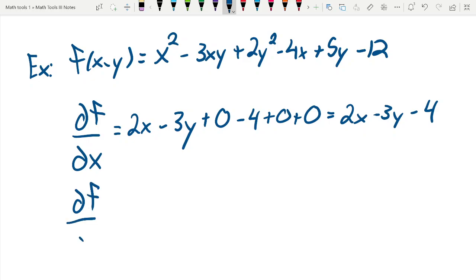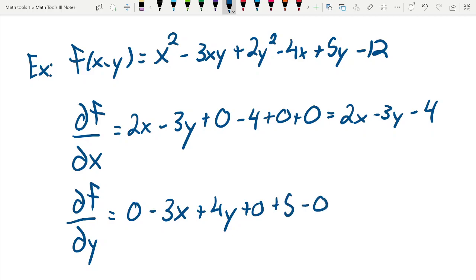So now the partial derivative with respect to y, we get 0. This will be minus 3x, because again, the x is treated as a constant. This one will be 4y. Then we have 0 plus 5 minus 0. Okay. So we have minus 3x plus 4y plus 5.